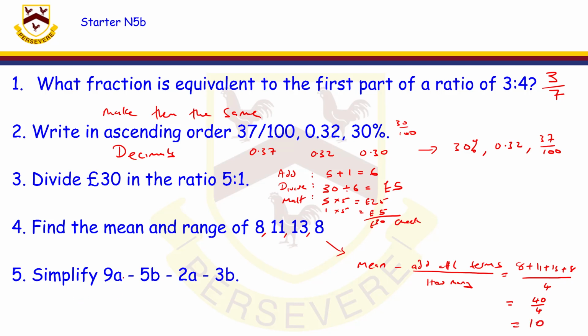This one here, remember, we don't break it up, we keep it as one expression. We don't split them up. But what we do is we collect the like terms. You've got 9a. Any other a's there? Yes, it's a minus 2a. We take the sign in front of it, so minus 2a. And you've got minus 5b and minus 3b. So we've got 9a minus 2a. 9 minus 2 gives me 7a. And then minus 5 minus 3 is going to be minus 8b.